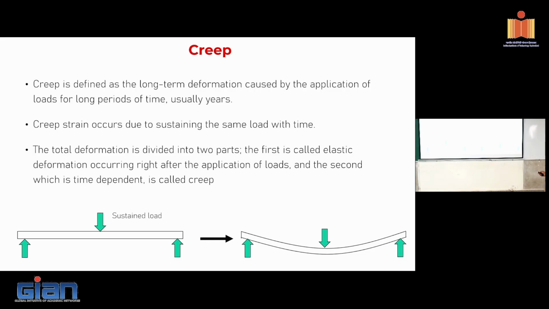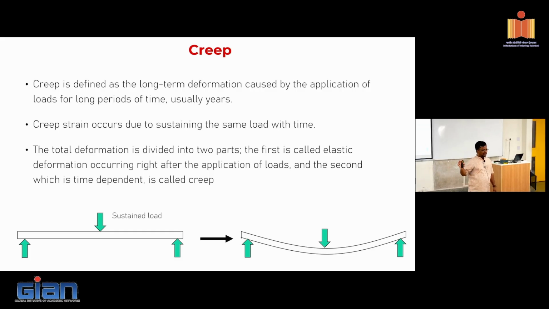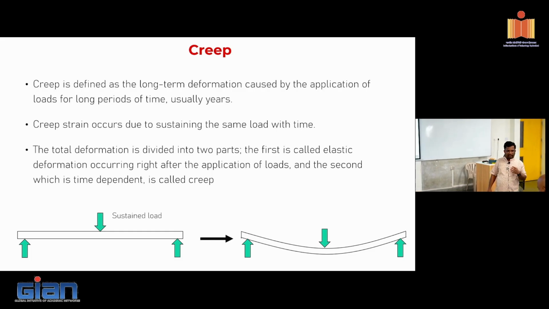Okay. Now, creep, long-term effects. Typically we have creep, shrinkage, and relaxation. In concrete, we are worried about what is happening in creep and shrinkage. Relaxation is a property of steel; typically in steel we are worried about it. Briefly I'll talk about it.